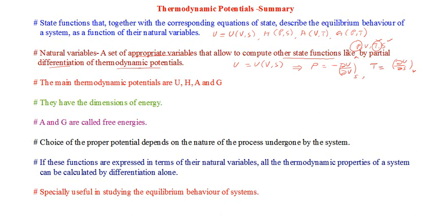So natural variables are a set of appropriate, suitable variables that allow us to compute other state functions. Here P and T are the other state functions other than V and S, right? By partial differentiation of the corresponding thermodynamic function. So you are taking the partial derivative of U here. That is the meaning of this.